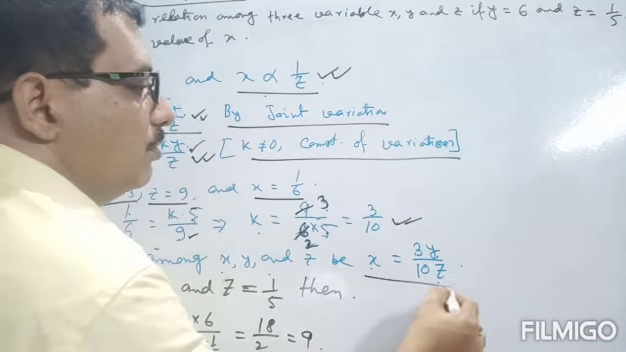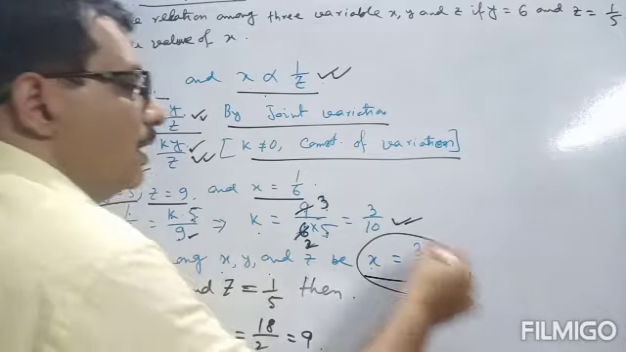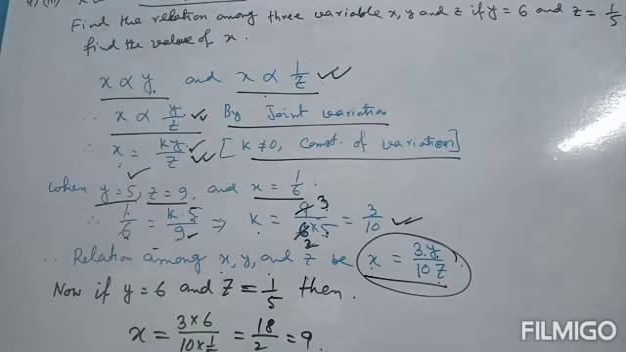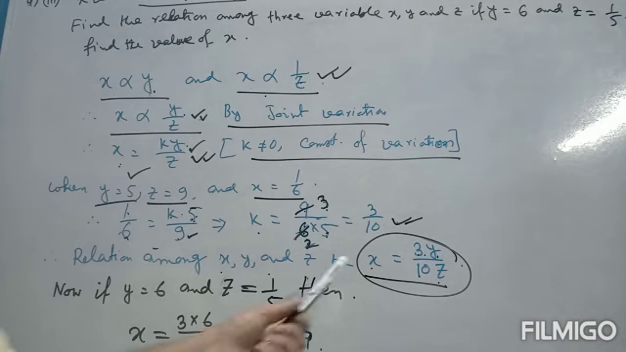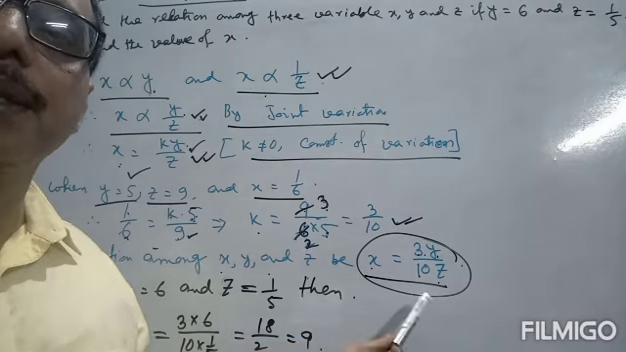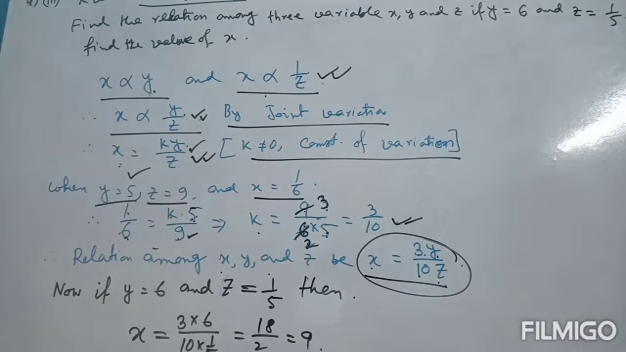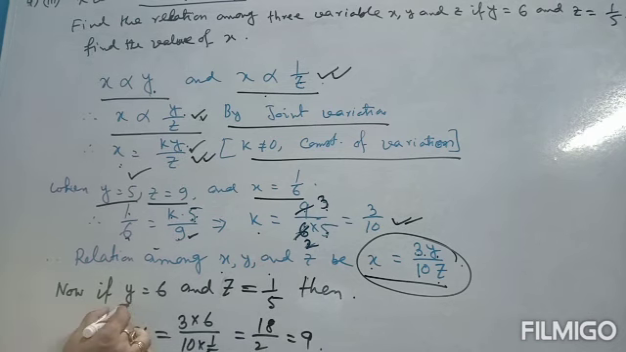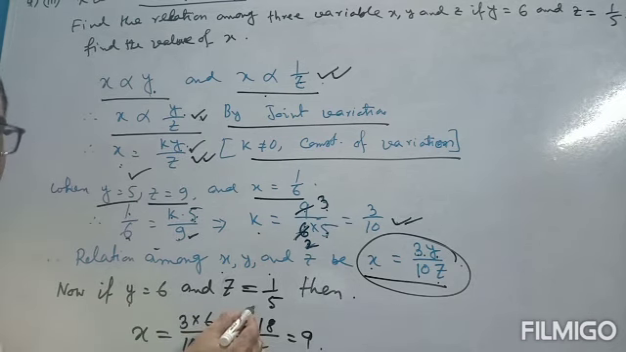So X is equal to 3Y by 10Z. This is the relation among X, Y and Z. Next part of the question, we have to find out the value of X, where Y is equal to 6 and Z is equal to 1 by 5. So if Y is equal to 6 and Z is equal to 1 by 5, then we have to find out the value of X.